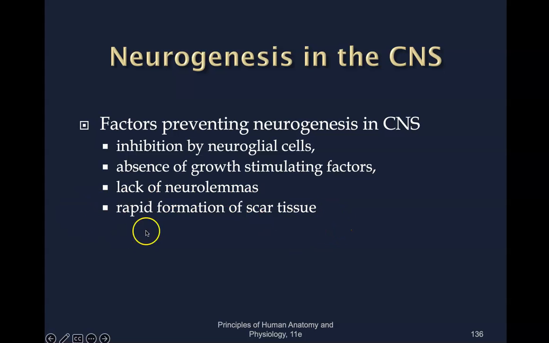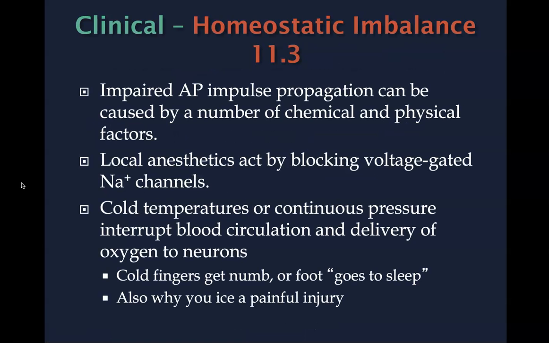So, knowing that rapid formation of scar tissue is important for understanding multiple sclerosis, which I'm going to talk about in just a minute, let's talk about some of these clinical aspects. Impaired action potential impulse propagation, which just means being able to propel that action potential all the way down the axon, can be caused by both chemical and physical factors. We already talked about some of the chemical factors that can block it, like local anesthetics that block the voltage-gated sodium channels. Things like lidocaine can do that.